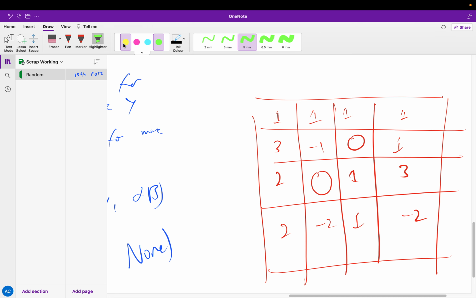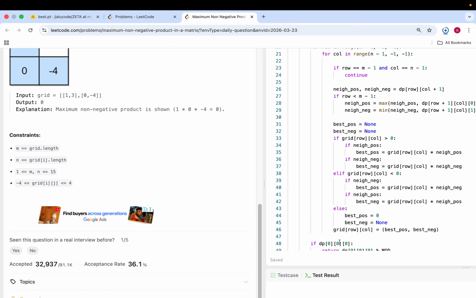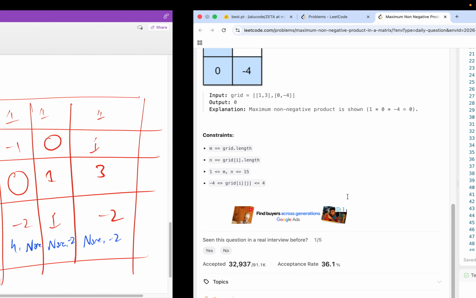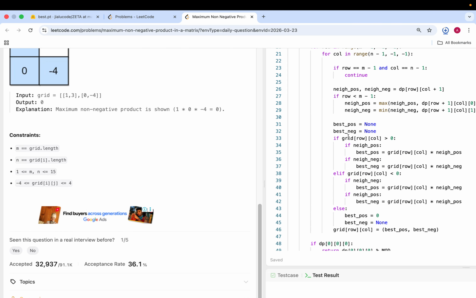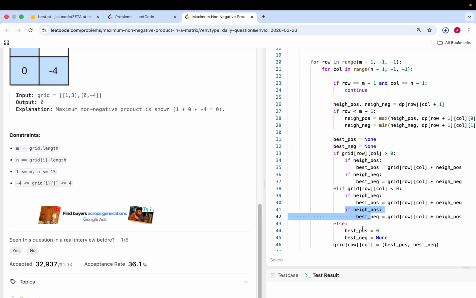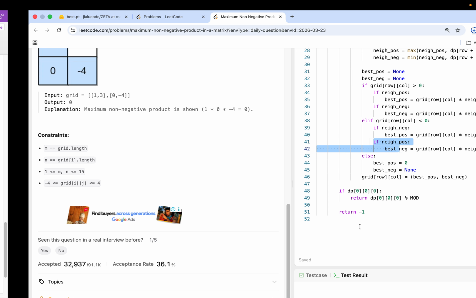That's fine. In terms of the DP, this will look like none, -2 by the base case. This will look like none also, -2. This will look like 4, none, right? Because if neighbor positive, otherwise I'll just use best negative is none. Yeah. So grid was negative. If neighbor positive, it's there isn't. Wait. Yeah, I think this will be fine, right?